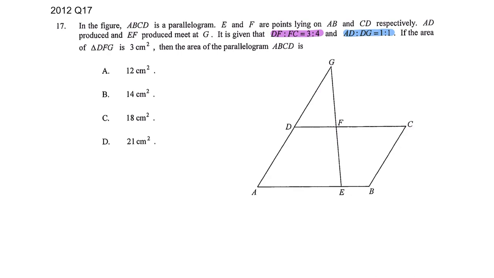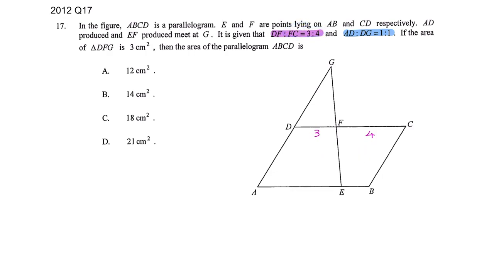So if DF is 3, FC will be 4. Similarly, if DF is 6, FC will be 8. Or if DF is 12, FC will be 16 because that times 4, so this also times 4. That's what we call ratios. They're comparing it together, alright? But of course, let's just use the basic one because that's what the question gave us.